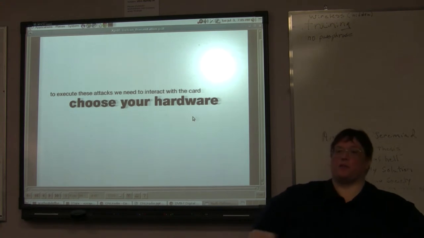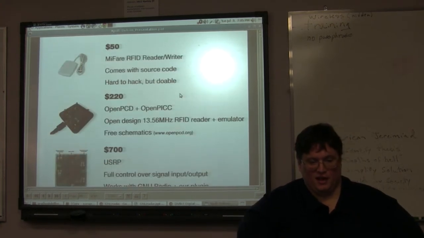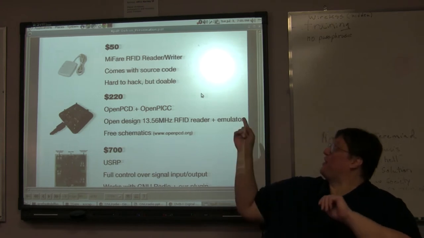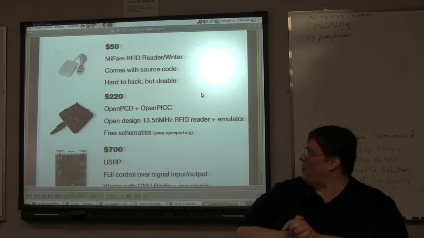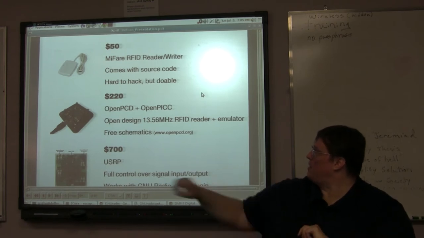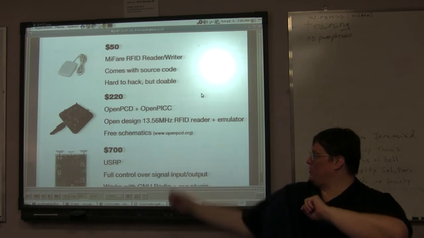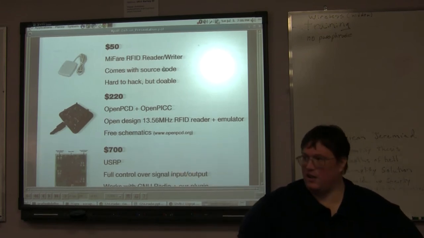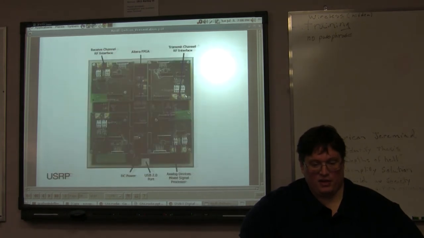And they had to, of course, figure out what sort of hardware they were going to use for it. There are several choices. The simple way to do it is to get an RFID reader-writer for $50. The OpenPCD, OpenPICC one works pretty well, and they went with the USRP one, at $700. And they wrote their own plugin for it.